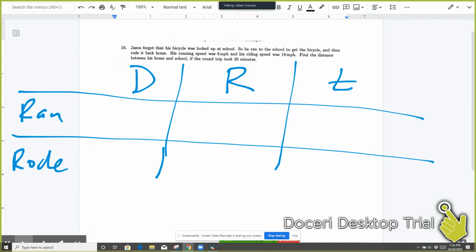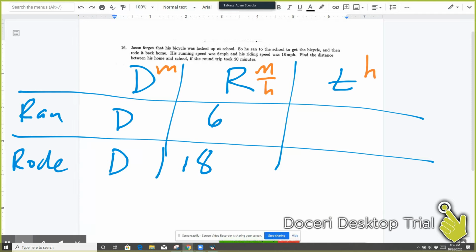Now, we don't know how far he traveled, but it's the same distance because he went to and fro, to and back. So we'll go D and D. Okay, so the distance that he ran is the same distance that he rode his bike. All right, the rate would be 6 miles per hour running, and 18 miles per hour riding. So if this is going to be in miles per hour, then the time is going to be in hours and the distance is going to be in miles.